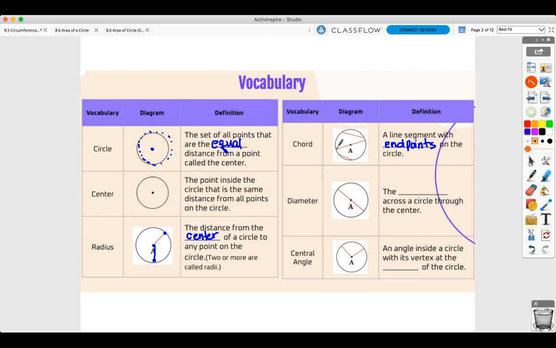A chord, this is probably a new term, is a line segment with endpoints on the circle. So this is an endpoint and this is an endpoint, and they're on the circle. Endpoint, endpoint, endpoint, endpoint, okay, on the circle.